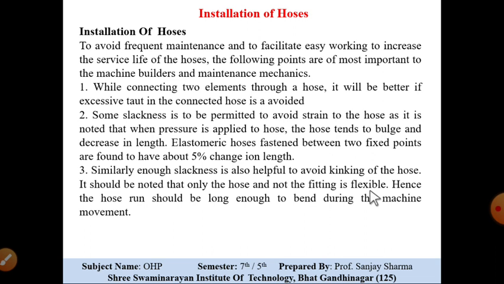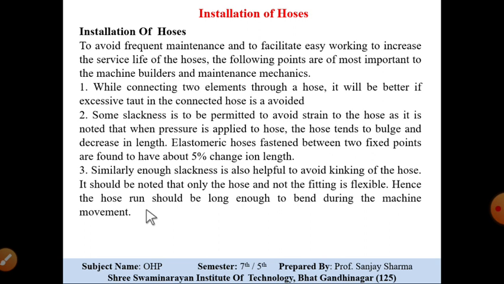Only the rubber plastic pipe, the black color pipe or the loose pipe should be loose, otherwise the end point should be very fixed, meaning rigidly fixed, so that the joints may not leak. Hence the hose run should be long enough to bend during the machine movement.